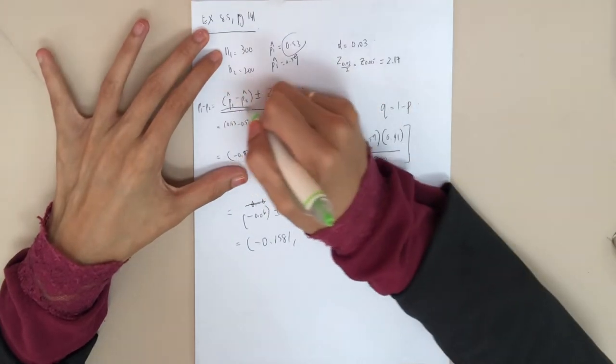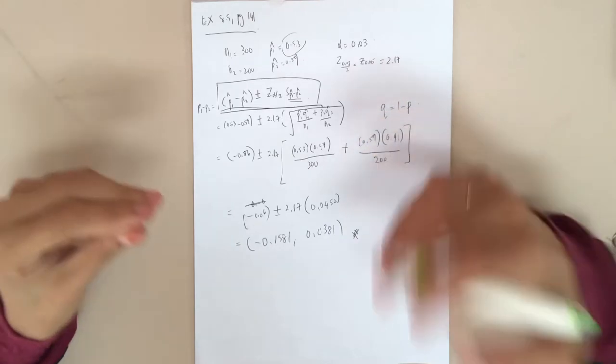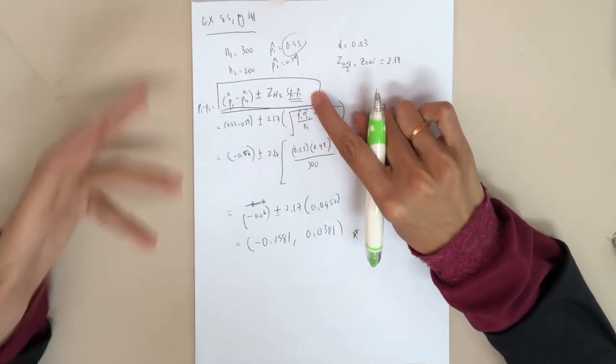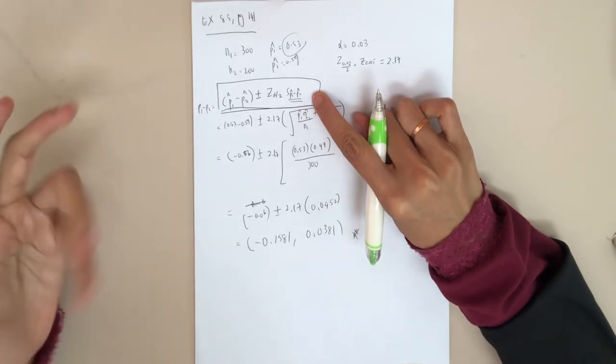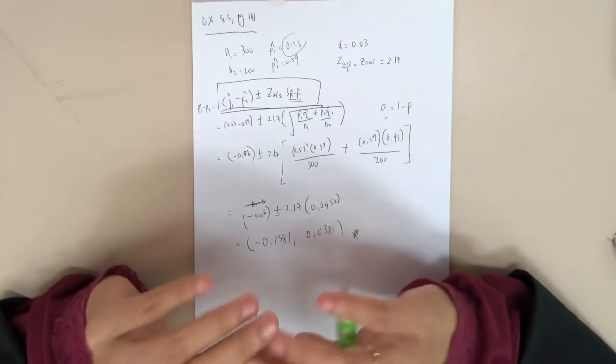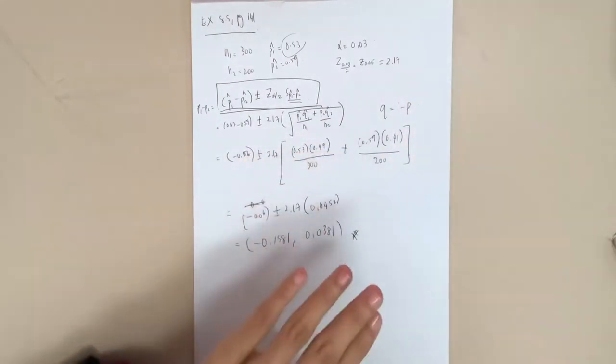So you need to memorize, or you need to understand well: for estimation, we will use this equation. For hypothesis testing, we will use the other equation. So please make sure that you can differentiate between these two, estimation and hypothesis testing. Okay, this is example 8.5.